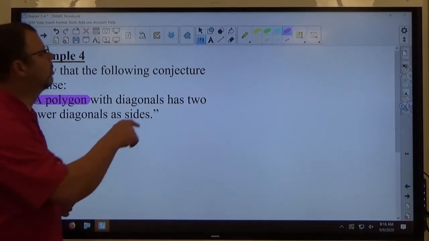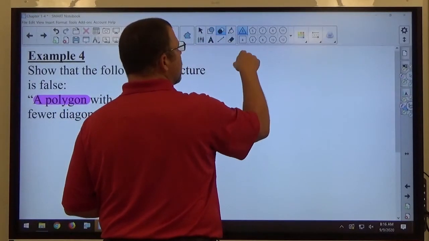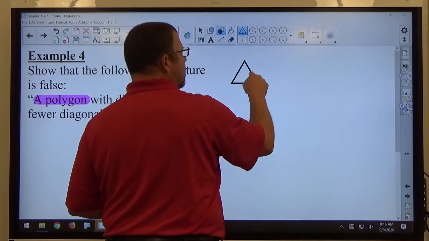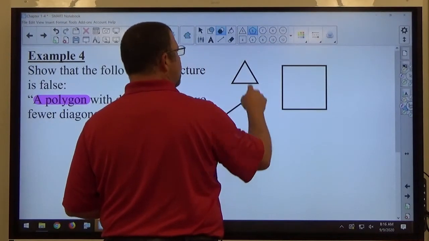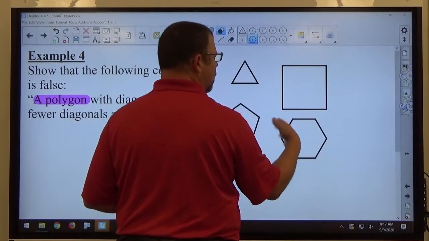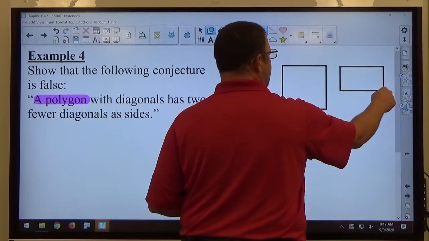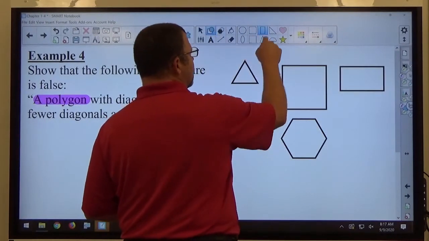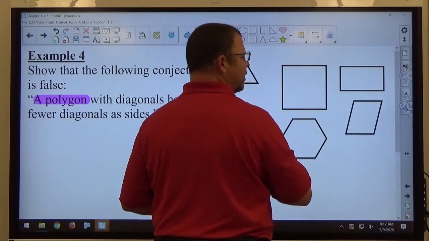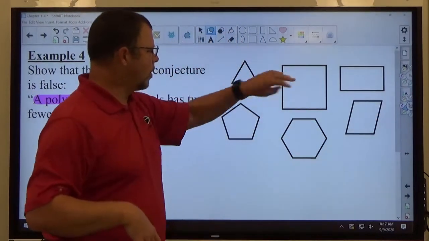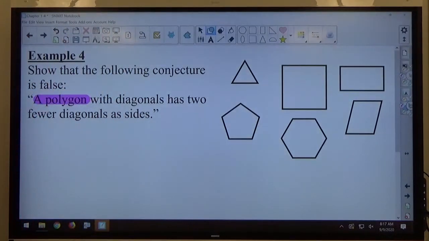I'll give you some specific examples here. These will be regular polygons, but this is a triangle, that's a polygon. This is a quadrilateral, that's a pentagon. This is a hexagon. Again, these are all regular. I can do irregular also, like a rectangle instead of a square, and a parallelogram instead of a square. So there are several quadrilateral possibilities, right? So those are all polygons.